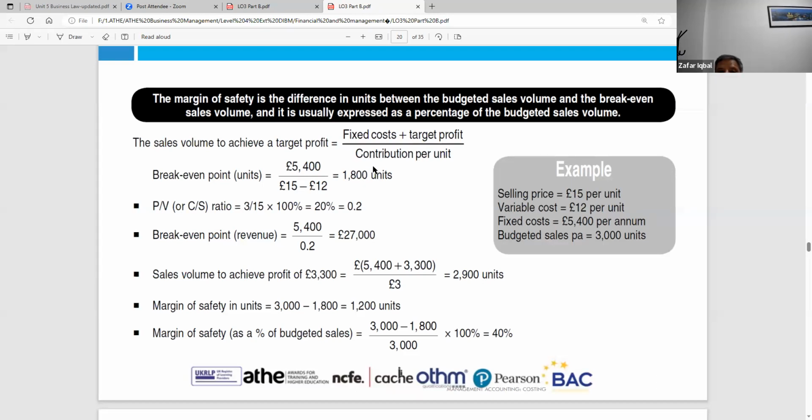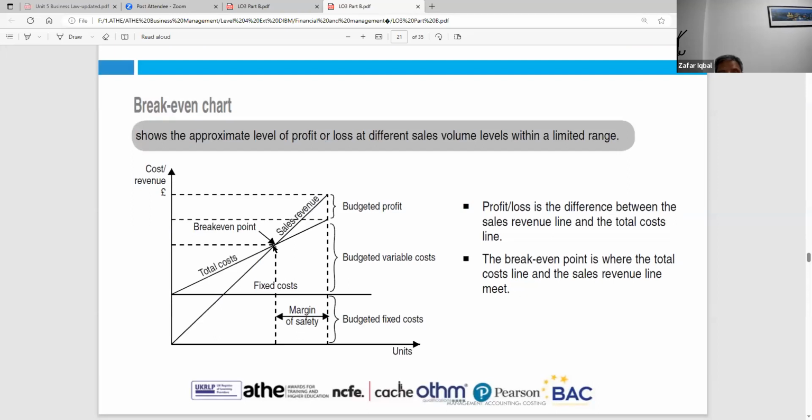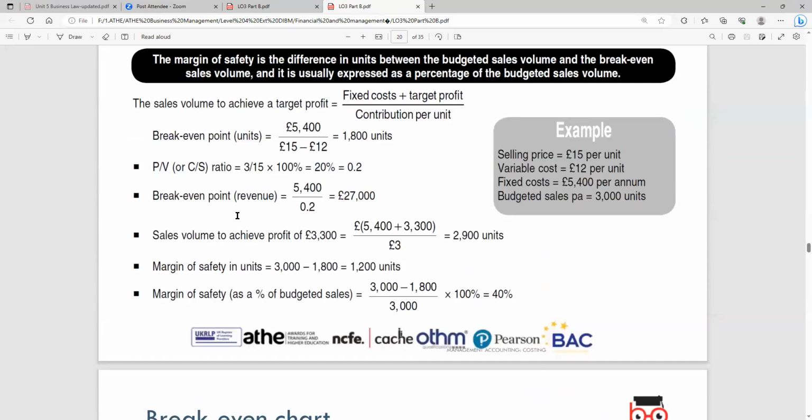You need to produce them and you need to sell them. This is the point where there is neither loss nor profit. So this is the break-even point, 1,800 units. Anything above that will give you a profit. Anything below this will give you a loss. And this is what's called the break-even point, 1,800 units here. That's very important for you to understand. So the break-even is very important.